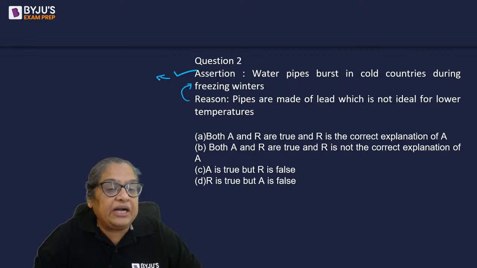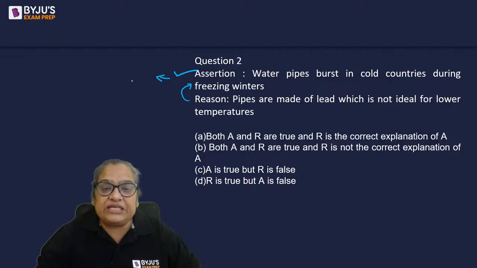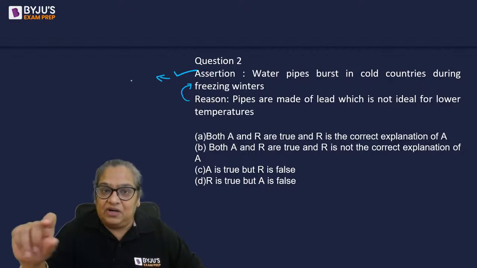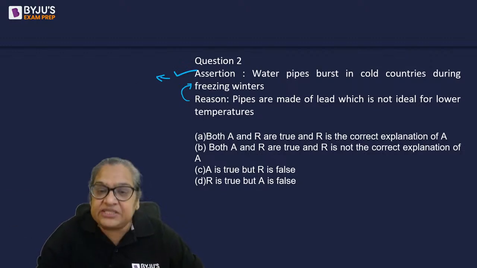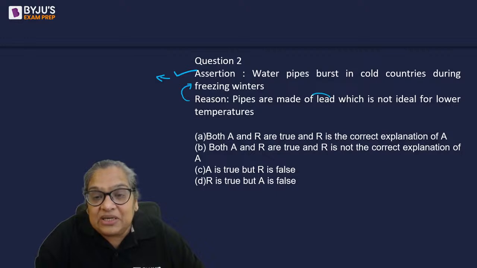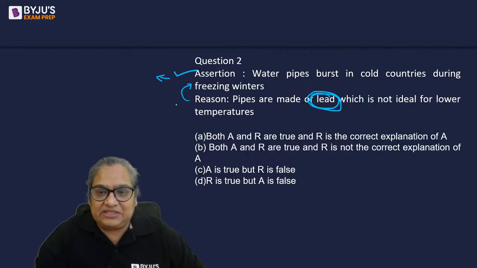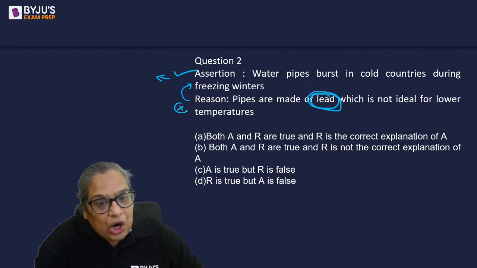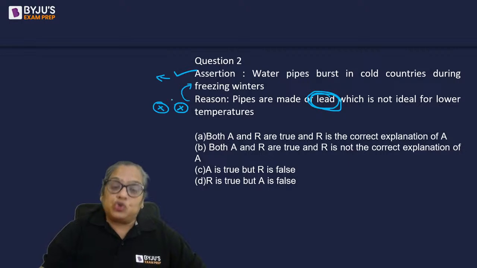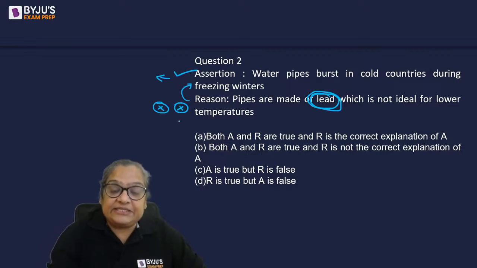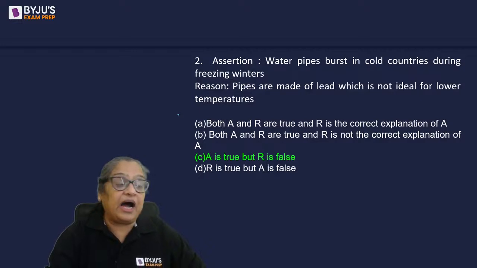In many cold countries, you keep hearing about water pipes bursting. So they say don't keep the pipes full of water. Drain out the water. Alright, so water pipes do burst. Pipes earlier maybe were made of lead. Now they are no more made of lead. They're made of other metals. Okay, but that is not the reason. So, what is the answer? The answer is A is true and R is false.